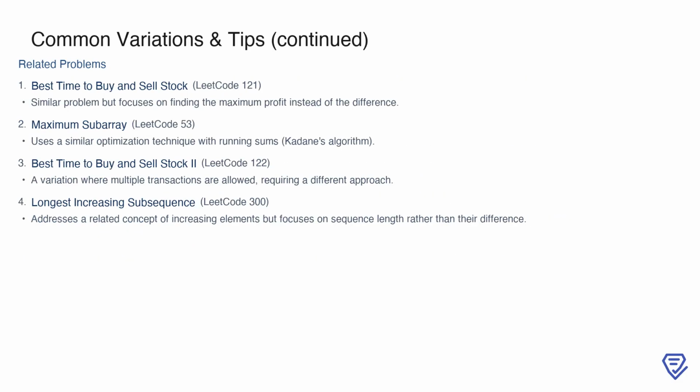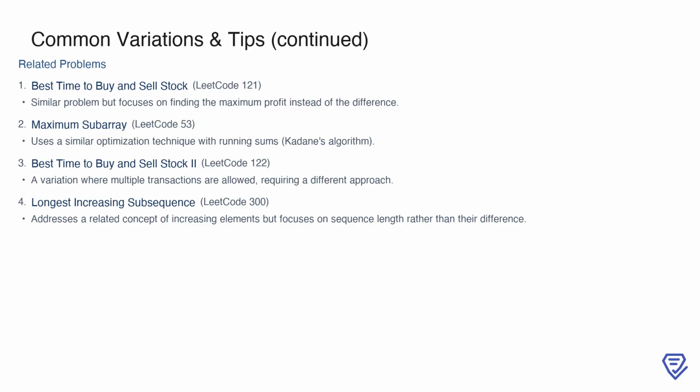This problem also connects to several related problems on LeetCode. For example, best time to buy and sell stock, LeetCode 121, is a closely related problem, but it focuses on maximizing profit rather than the difference between elements. Another related problem is maximum subarray, LeetCode 53, which applies a similar optimization strategy, often referred to as Kadane's algorithm, but uses running sums instead of differences.